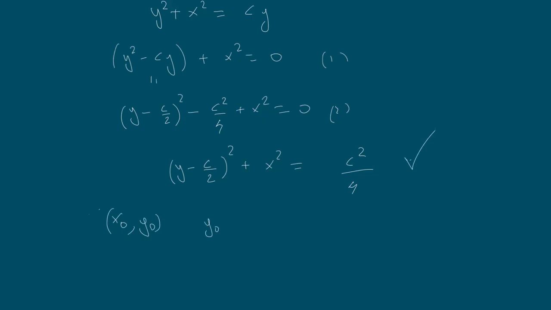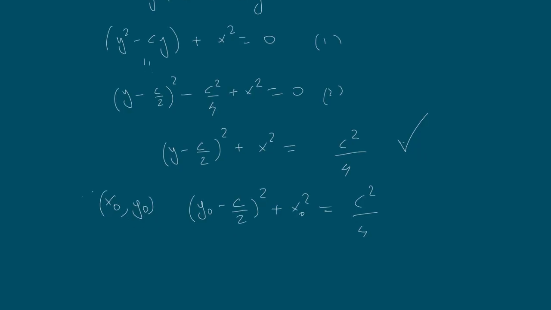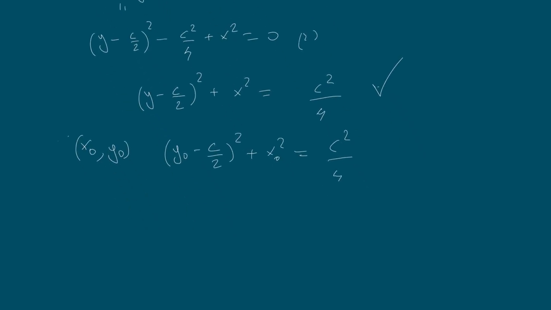So y0 minus c divided by 2, squared, plus x0 squared will be c squared divided by 4. This will allow me to find the c in terms of the initial points. For any initial point, I will have a different c, and the c is related with the initial point x0, y0, like this equation.